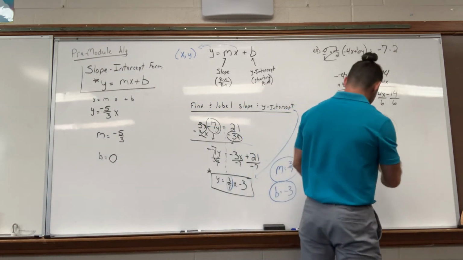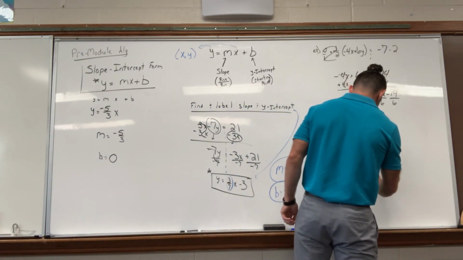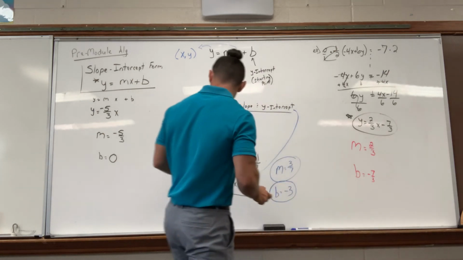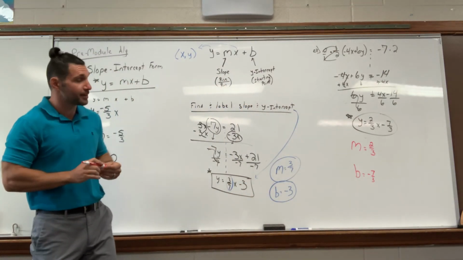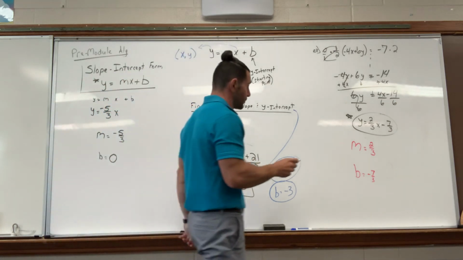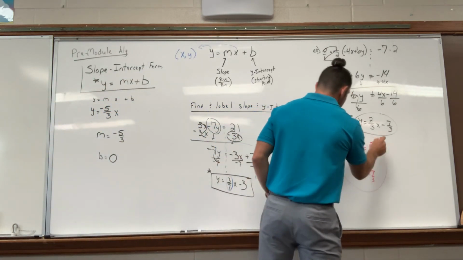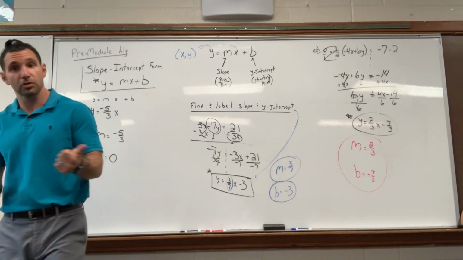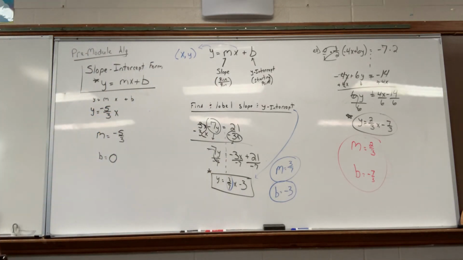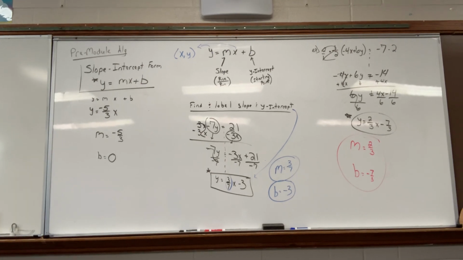Though B is -7/3. Can you have it where it crosses the y-axis at -7/3? Absolutely. So here's how we are using literal equations to find slope and y-intercept. Be ready to come in and work.